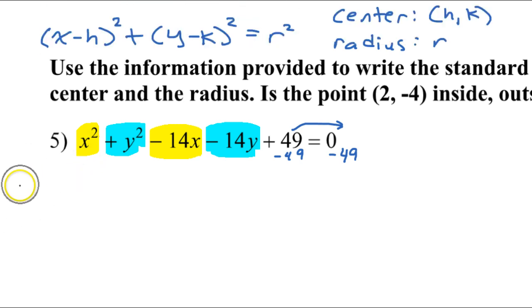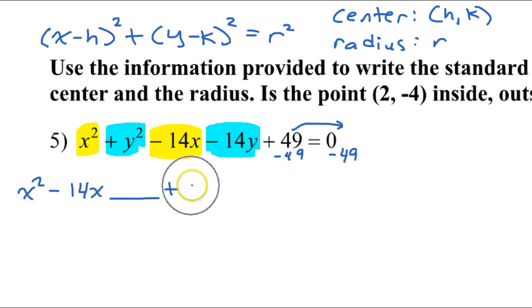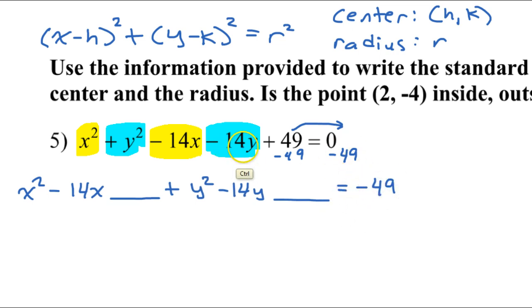So that's why I'm going to suddenly have x² - 14x. Now when you're completing the square, you need to leave a blank right here in order to complete the square. Then after the blank, I'm going to pick up with my y² - 14y, and again I'm going to put another blank spot, and as I said, that will equal -49.